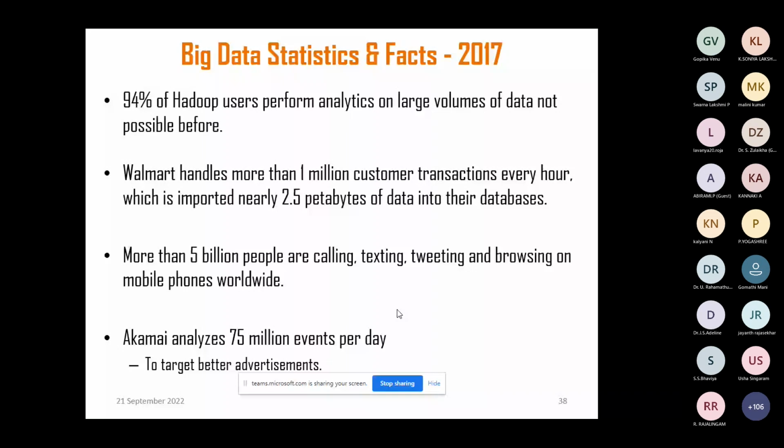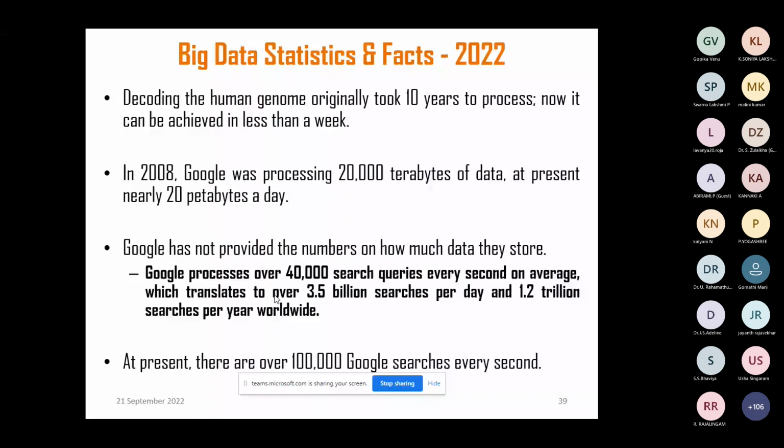Akamai analyzes nearly 75 million events per day in order to target better advertisements on social media. They are handling nearly 75 million events in a particular day. Earlier, decoding the human genome took nearly 10 years with the available system facilities, but nowadays this is handled in less than a week. You see how technology has improved and how these tools are playing a huge role in handling such things.